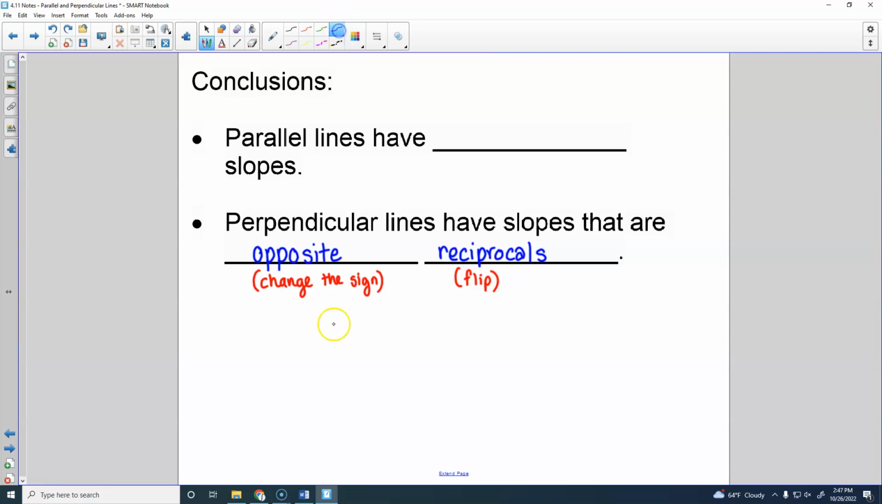So if I have a slope that is 4/5, what is the perpendicular slope? It'd be -5 over 4. Right? It's flip, change the sign and flip the fraction. Okay? Alright, so that's for perpendicular. We have opposite reciprocals. We need to know that. It'll make it much easier where we don't have to graph every single line.